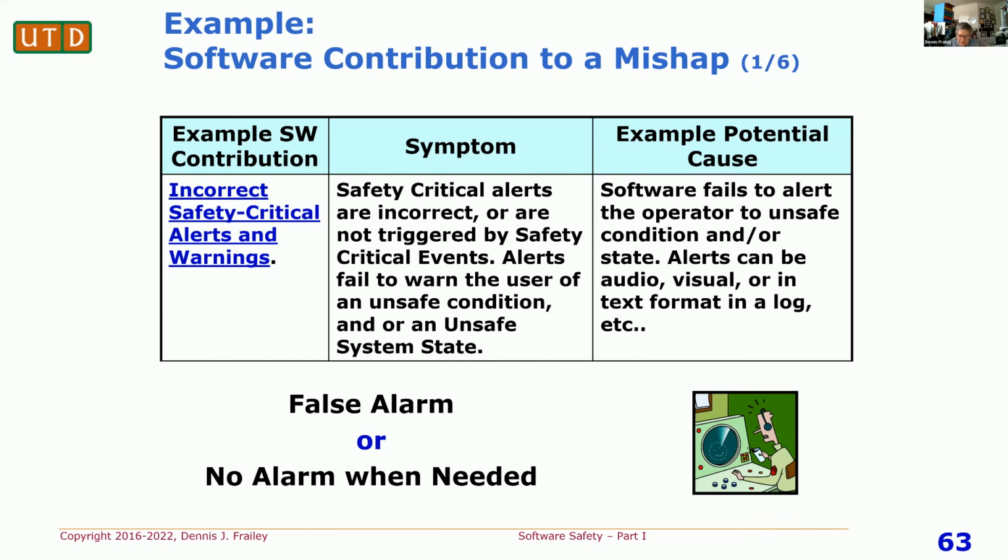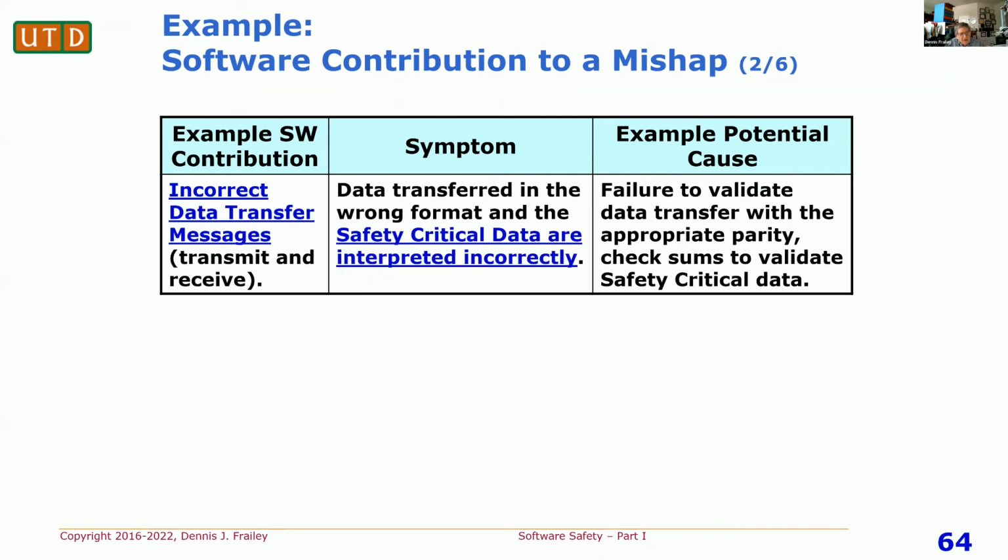And the example that I'm familiar with is with an air traffic control situation. You either fail to warn the air traffic controller of an imminent collision between two airplanes, or you tell the air traffic controller there is an imminent collision when there really isn't. And either one can cause all sorts of undesirable consequences.